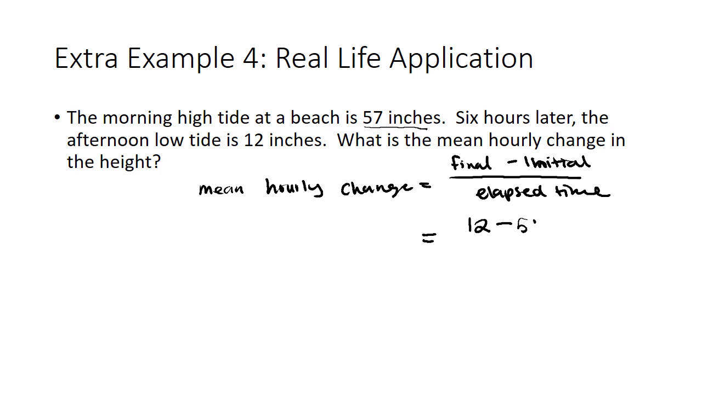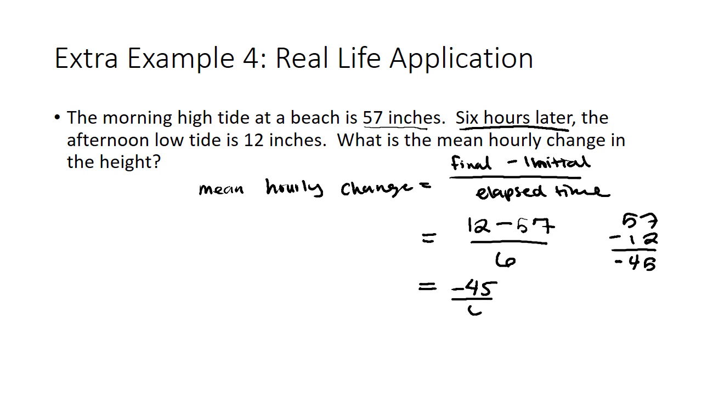So 12 minus 57, and that's going to be over our elapsed time. Now, our elapsed time was 6 hours, because 6 hours later we took our measurement again, so it's going to be over 6. So 12 minus 57 is going to be the same as 12 plus negative 57. And as we look at that, that is going to end up being 45, I believe, right? 57 minus 12. That'd be a 5, that'd be a 4, so it'd be 45. Because we had more negatives than positives, it's going to be a negative 45. And that's going to be all over 6.